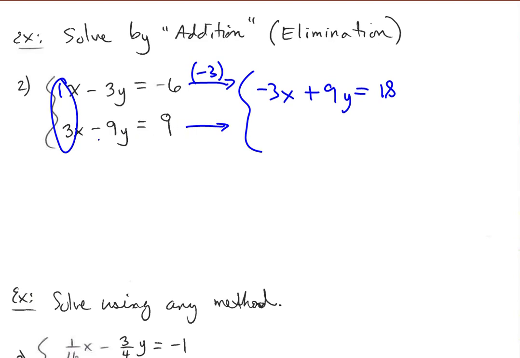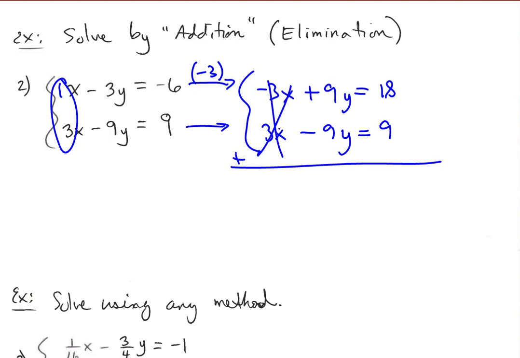Now the second equation we actually don't want to change. I'm not going to multiply it by anything because we already have the 3x that we were anticipating canceling there. So I'm just going to copy the second equation down. Now once we have the opposite coefficients, we simply add down the like terms. So negative 3x plus 3x will cancel. That's the whole point of doing that.